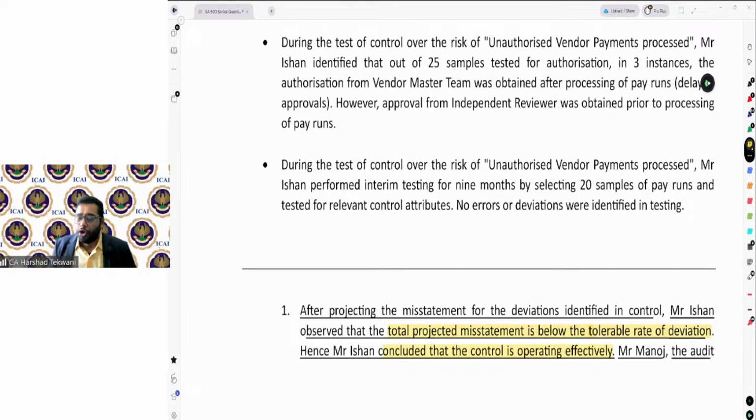Come on, guys. Do you think the control is operating effectively? Absolutely correct, Janvi. Well done. Come on, guys. Do you think the control is operating effectively? Yes or no?